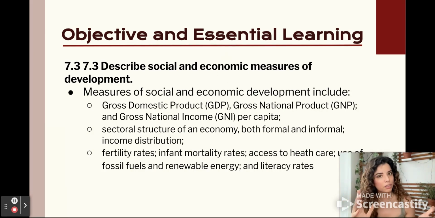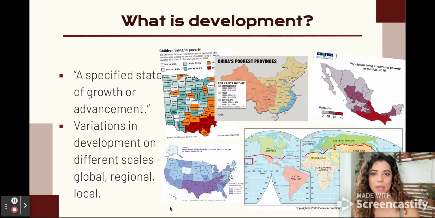There's a lot of different ways to measure this. There's no one straightforward way. So we're going to go through a few of the main ones and what that might mean for us understanding a place's development. So first, in general, what is development? One definition gives a specified state of growth or advancement, but it's really hard to answer that in a straightforward way. That's why we have many different ways to measure.